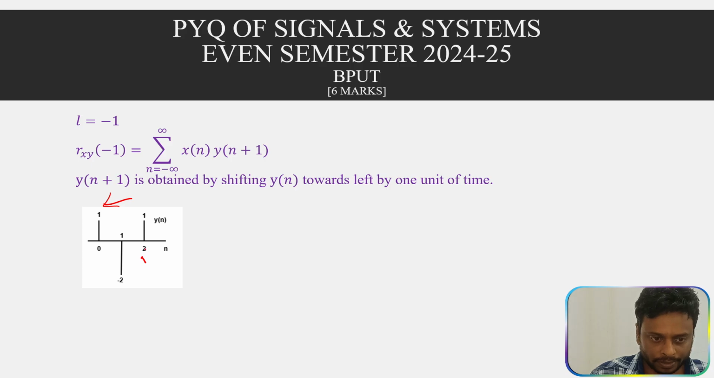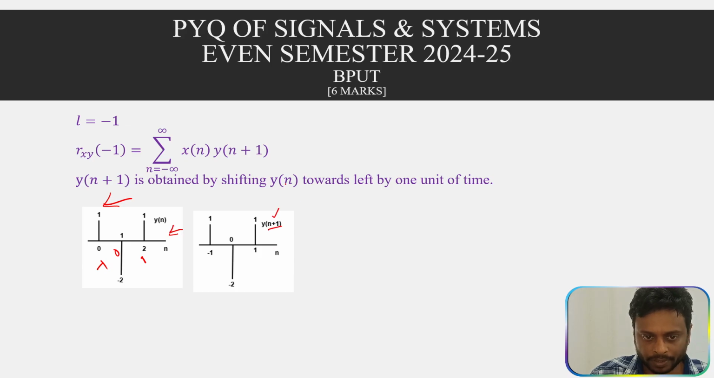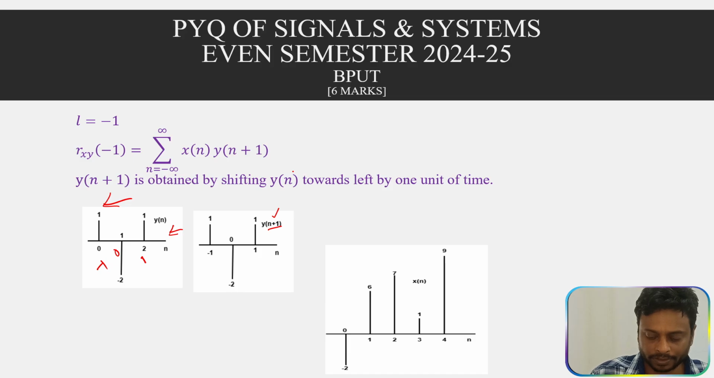Means that will be this 1, then 0, then -1. Okay. So you can see -1, 0 and 1. Only you can shift the time axis. Amplitude remains same. Okay. So this is y of n plus 1, that will be multiplied with x of n. This is our x of n, that will be multiplied.